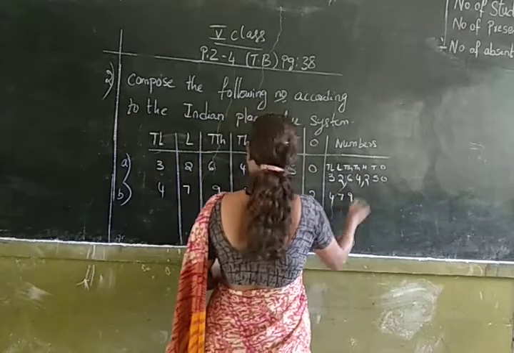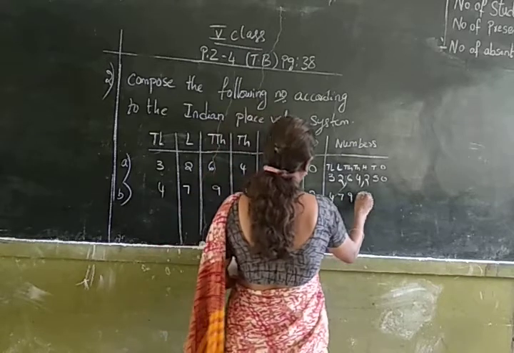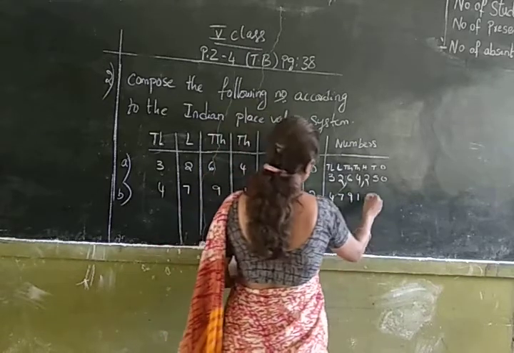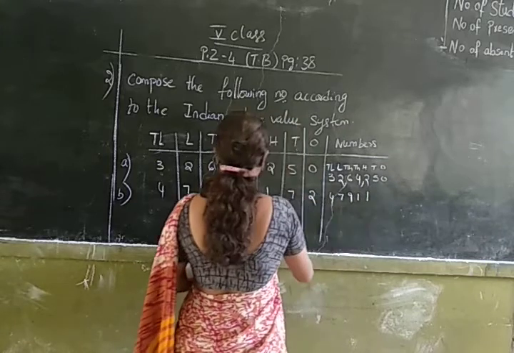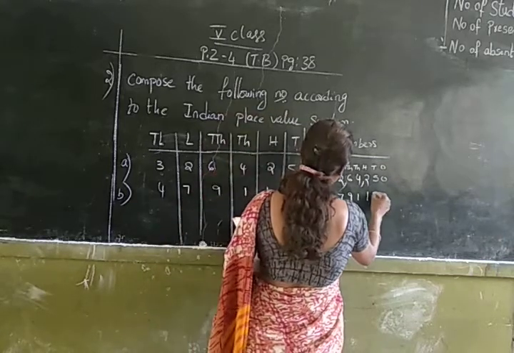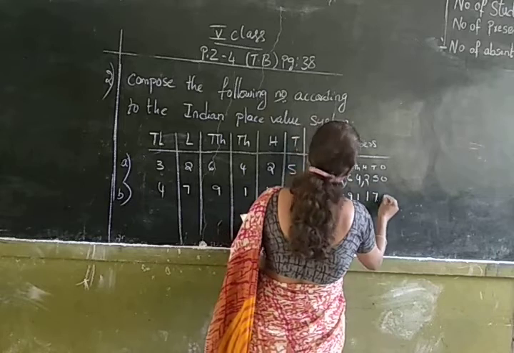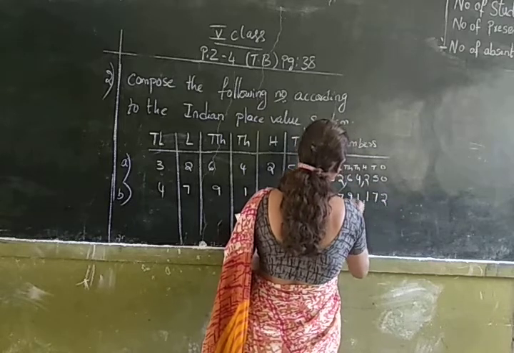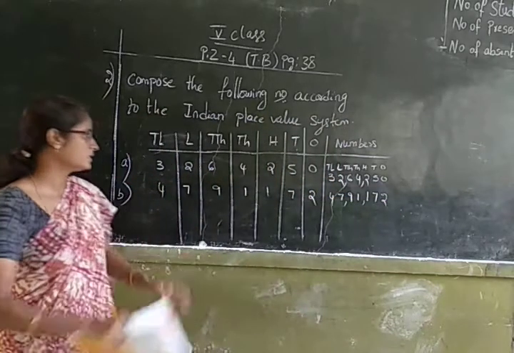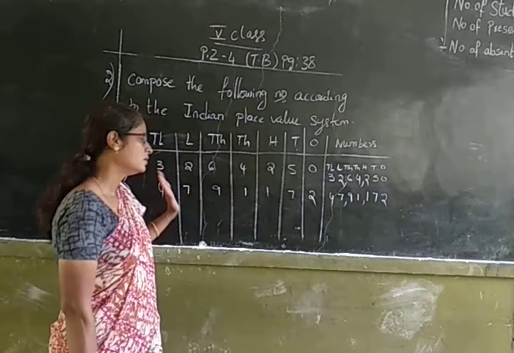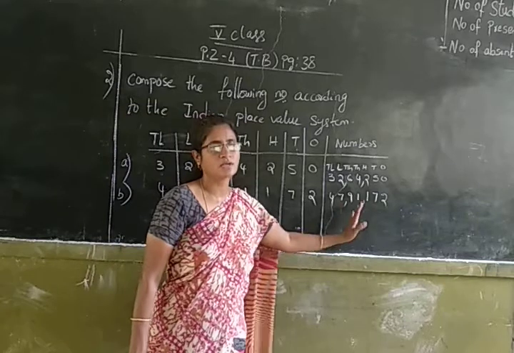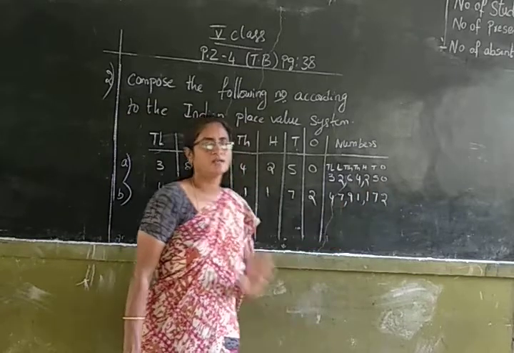9 is in 10,000s place. 1 is in thousands place. The next one is in hundreds place. The next 7 is in tens place and 2 is in ones place. So here I have composed the large numbers. Compose means putting together the large number according to their places.